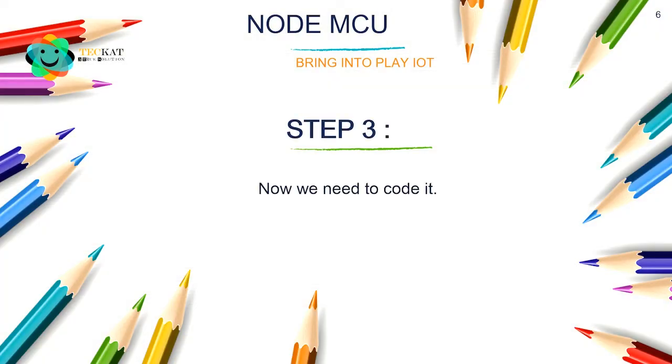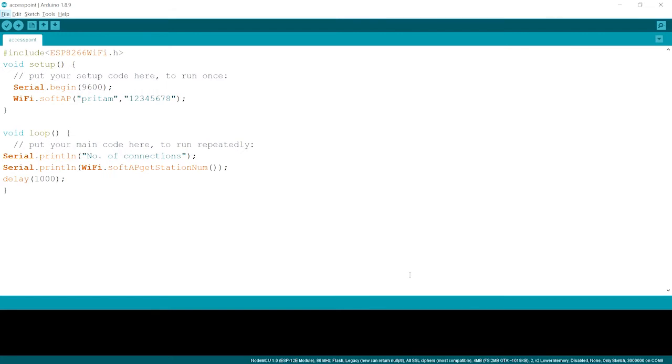So guys, here is the code. I have already written it for less time consumption. First of all, as I already told, we need to include the ESP8266 Wi-Fi library. After including this, we need to switch on the serial monitor with a baud rate of 9600. This is nothing but the uploading speed, what I already told. So this serial monitor will give us the data that how many devices are connected or how many connections our NodeMCU has built up with other smartphones.